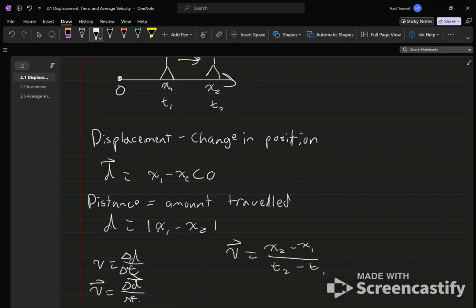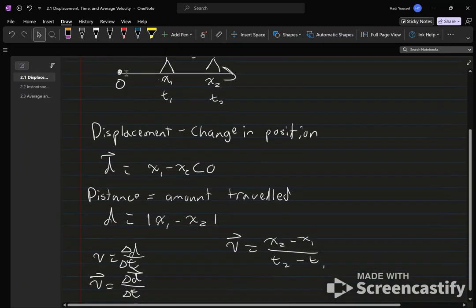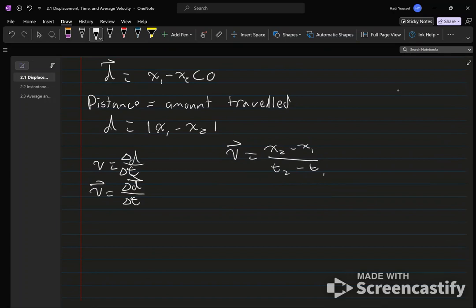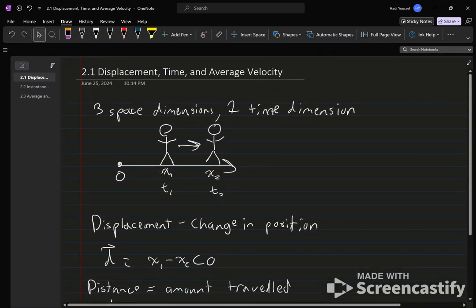Now, that should be all you need to know to understand the definition of displacement, average velocity, and time. Oh, I did forget to mention that this is the definition of velocity. This is the formula for velocity. However, when you take it in this context, it's considered the average velocity.